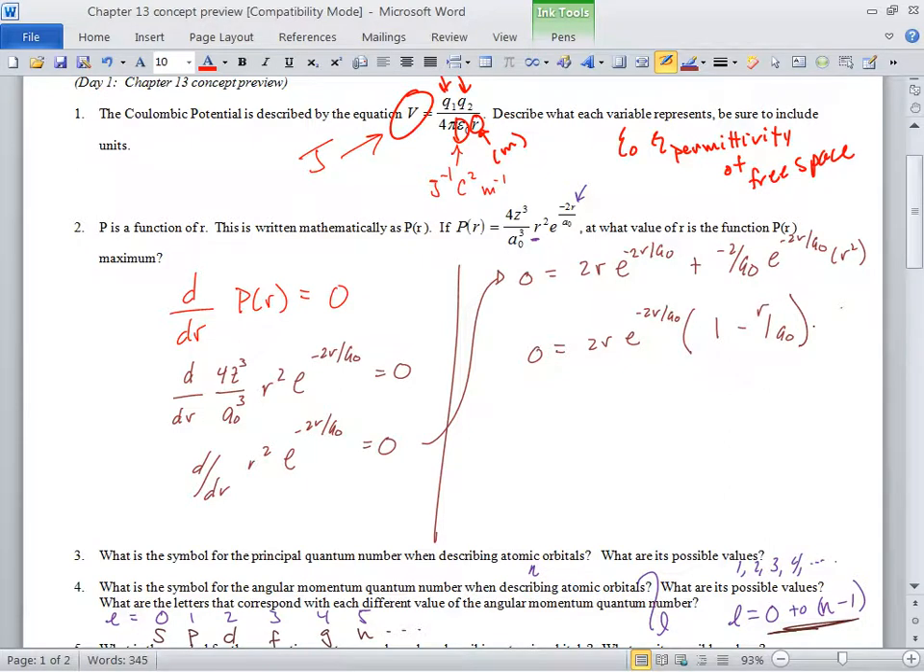Does the first line look right? The derivative of the first times the second plus the derivative of the second times the first. Everybody agree with that one? Okay, then what I did is I pulled out 2r e to the negative 2r over a naught. Just pulled out what I could. So I'm left with 1, because I pulled that whole thing out. And when I pull out the 2r, I'm left with a negative r over a naught, aren't I? Doesn't that look right to you? Gloriana, doesn't that look right? That's what I got.